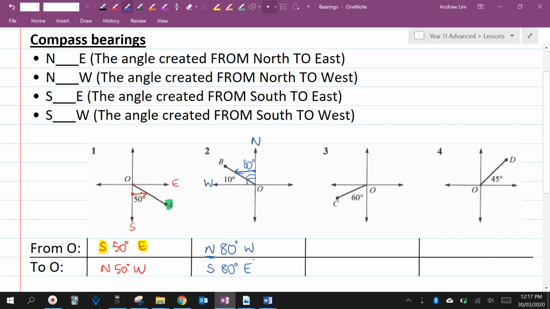So hopefully that's enough. Pause the video, have a go with question 3 and 4 yourselves, and then I'll go through the answers. Okay, so C is in the southwest quadrant, and we're going from south to west. I want to know how big that angle is. Well, it tells us it's 60 degrees, so we don't need to work it out. It's south 60 degrees west. Therefore, the opposite bearing has to be north 60 degrees east.